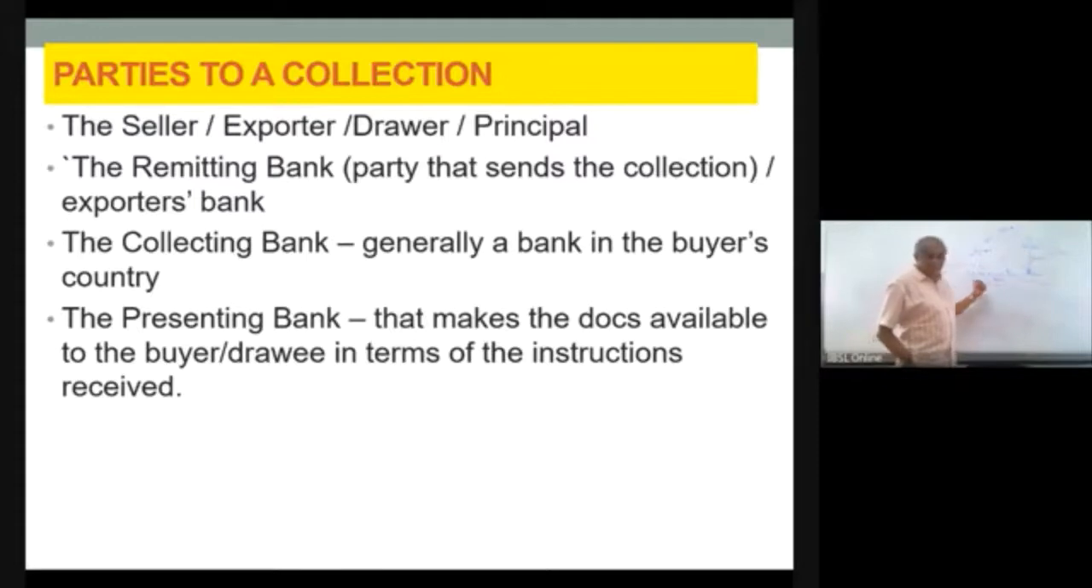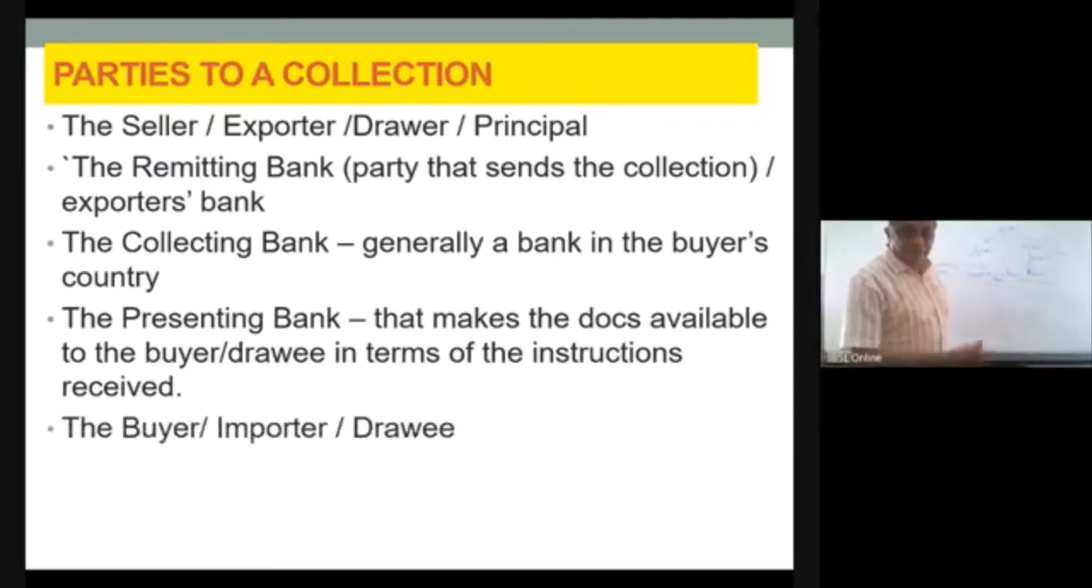But still you have a relationship. Because of that, London will send the documents direct to Commercial Bank, because they have a corresponding relationship. But if you don't have a corresponding relationship, then they will send it through some other bank, through Standard Chartered. Okay, fine. The last party is the buyer, the importer, the drawee.